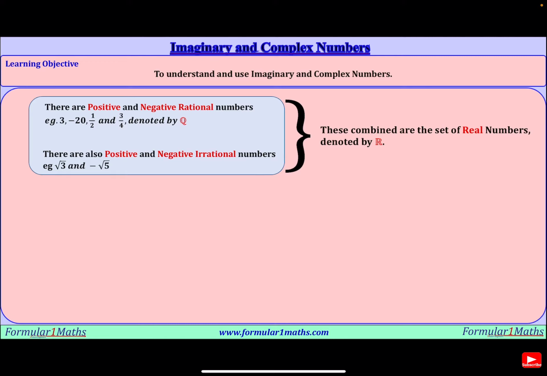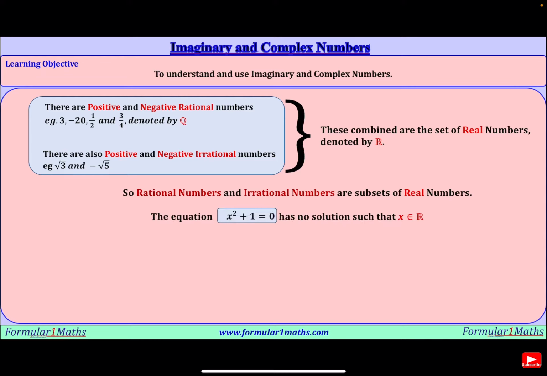So, rational numbers and irrational numbers are subsets of real numbers. But there is another set of numbers that is outside this set of real numbers. Let's consider this equation here. x squared plus 1 is equal to 0. This has no solution in the set of real numbers.